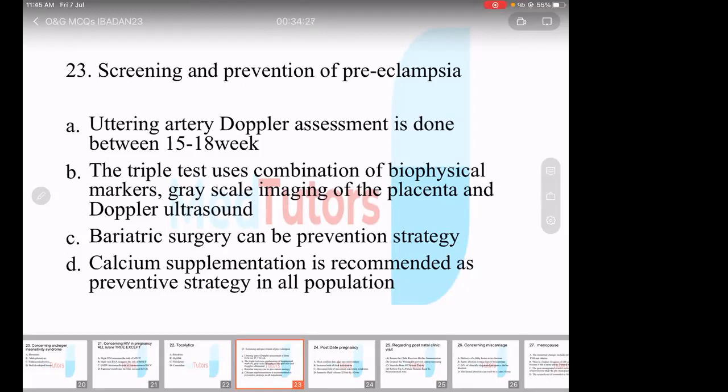Then C, bariatric surgery can be prevention strategy. This is wrong. D, calcium supplementation recommended as preventive strategy in all population. This is also wrong. It is not recommended for all population. It is only recommended for women who are hypocalcemic and women who have a family history.